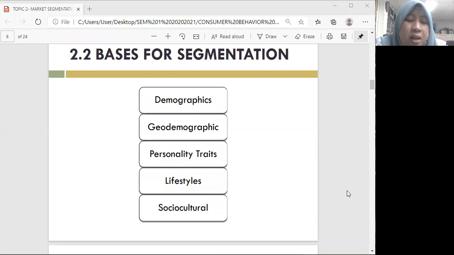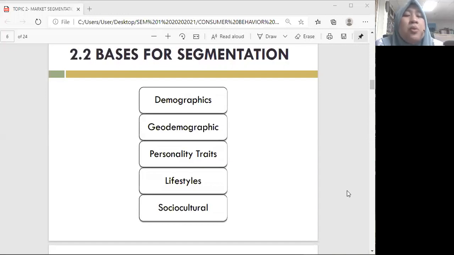North region is represented by, like, Kedah, Penang, Perak, and then maybe in the south region we have Malacca, Johor and Negeri Sembilan. Or maybe in the west region, for example, Sabah and Sarawak, and in the central region we have Kuala Lumpur and Selangor, and then maybe in the east region we have Kelantan, Terengganu, Pahang. Okay, so this is geodemographic.